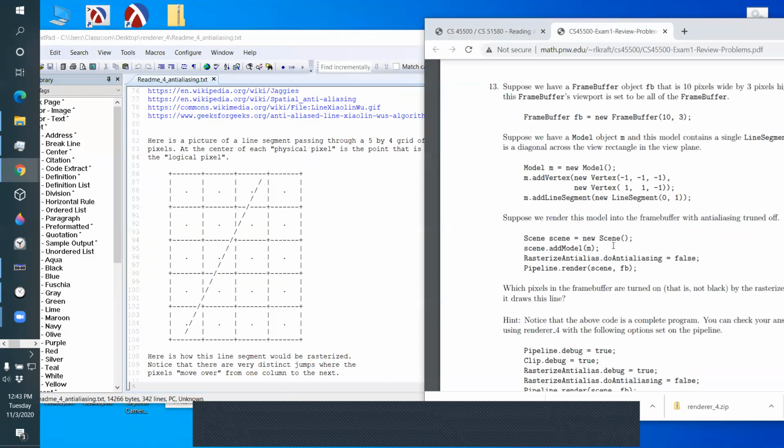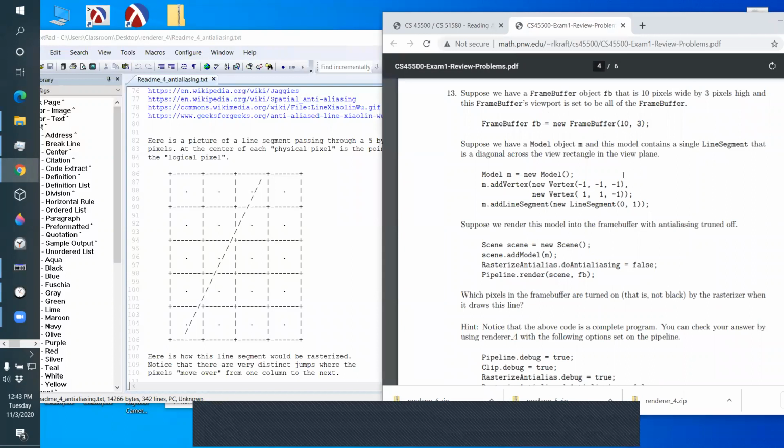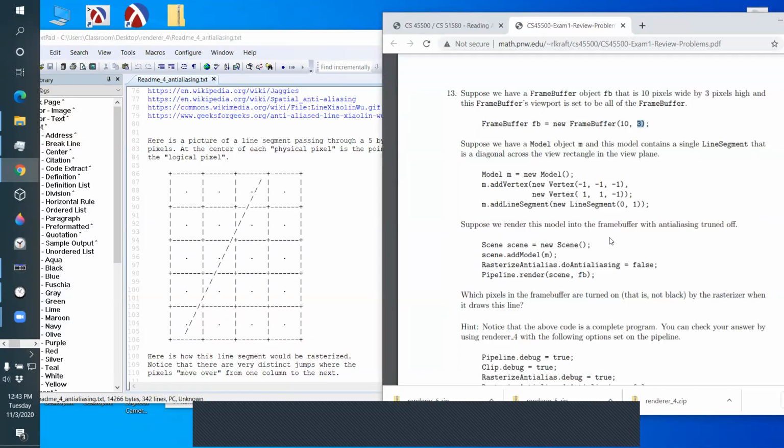But the frame buffer is not square. See, if the frame buffer was square, what would the answer be? If the frame buffer was 10 by 10, what would the answer be? The slope would be the same. The slope would be 1. So which pixels would get lit up? Yeah, exactly. The diagonal.